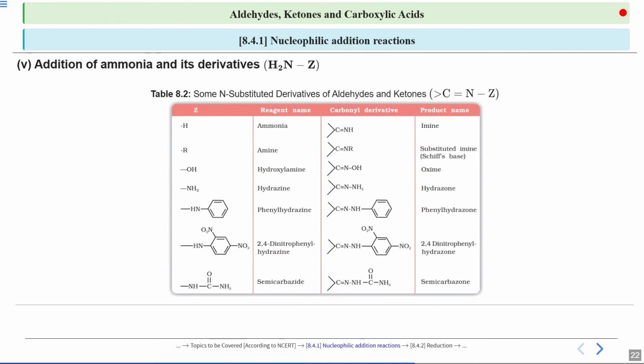Now if you look at this particular table, here are some substituted derivatives of aldehydes and ketones. These derivatives are formed when ammonia or a derivative reacts with the carbonyl group, which results in the formation of a C=N-Z structure. This Z can be H, so the reagent name will be ammonia, and the final product which you get is an imine. Similarly, you can see all of these N-substituted derivatives.